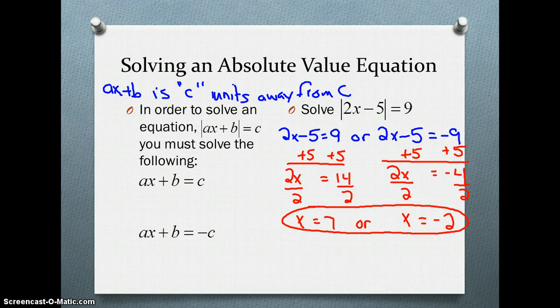What happens with those? Well, if we substitute those back into our absolute value equation, we would get 9 or -9 inside the absolute value symbol. And then when we take the absolute value of both of those, we get 9. So these give the values that will be 9 units away from 0.